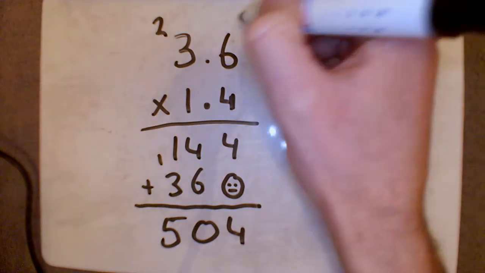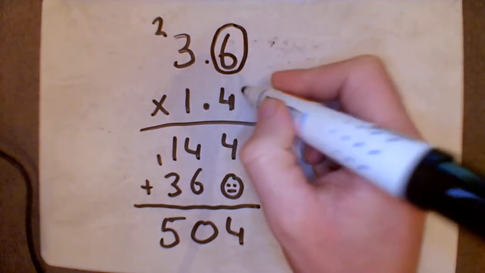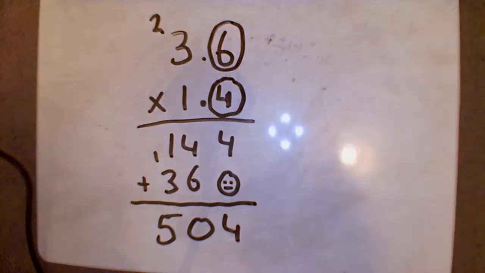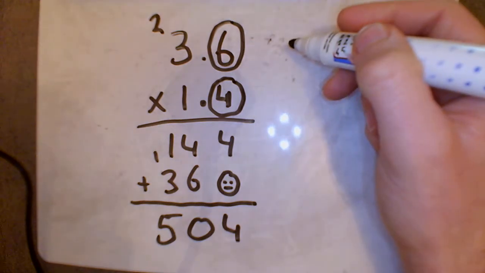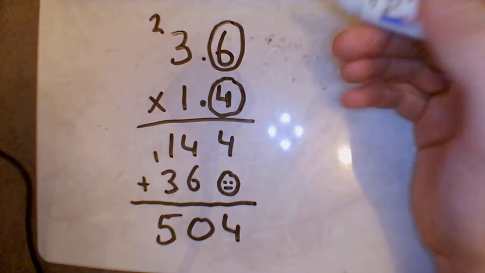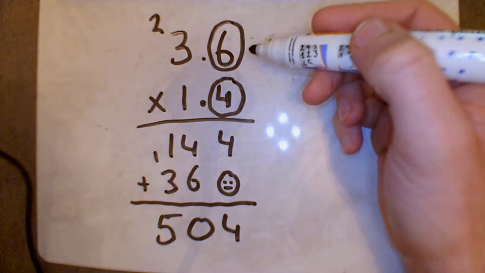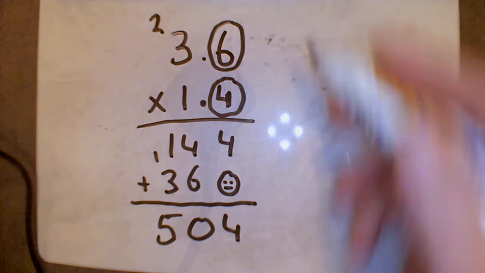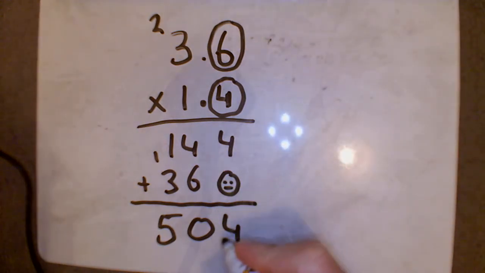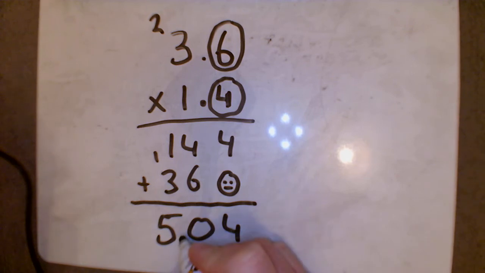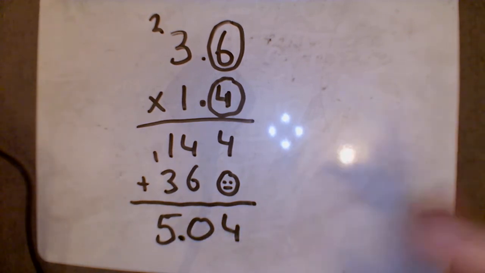What numbers came after a decimal point? 6 and 4, so I've put circles around them. I would suggest putting a circle around them so that it makes it very, very clear, okay? And then I just think, right, 6 and 4, that's 2 numbers in total that come after the decimal point. So in my answer, there should be 2 numbers after the decimal point. So count in 1, 2, drop the decimal point there, and there's your answer, 5.04.